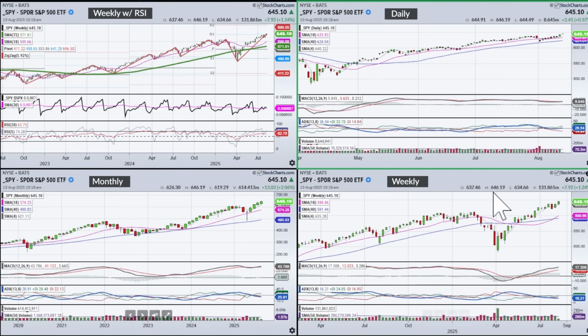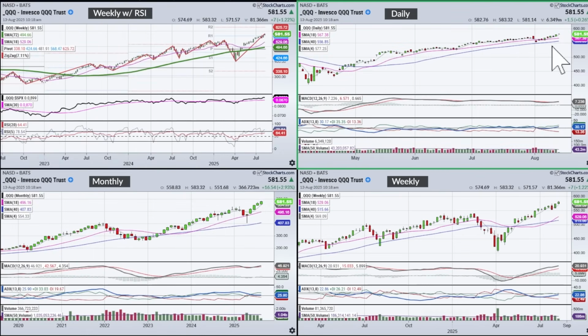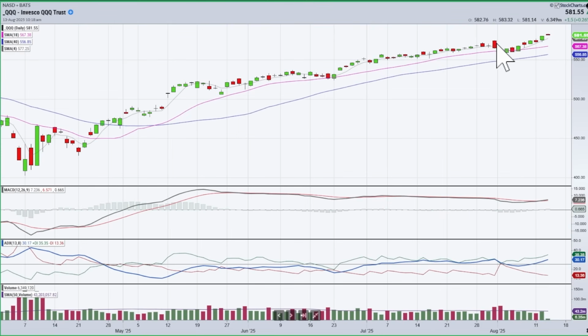But on individual stocks, there are some great looking patterns out there. All right, let's move on to the QQQ. Very similar situation taking place. We have emerged above the prior high. We've made a new high, taking out this red bar, and we're getting some follow through.